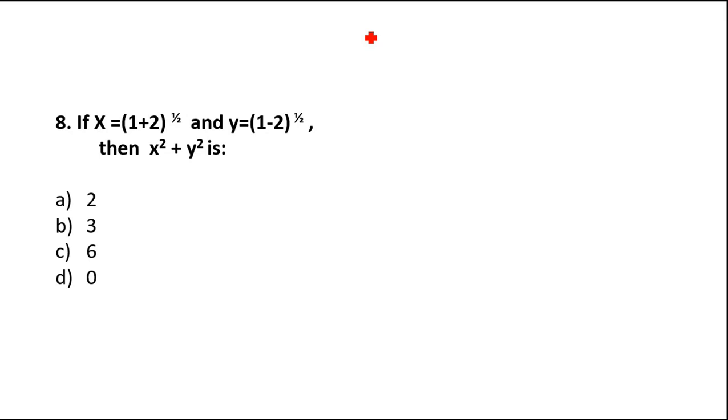Power 1 by 2 is under root, right? Power 1 by 2 of anything is nothing but under root. Okay. Simplification, either you can simplify that and then square and add, or otherwise you can do both at the same time. Make sure that you are doing it properly, otherwise another answer option is also there. 2360.